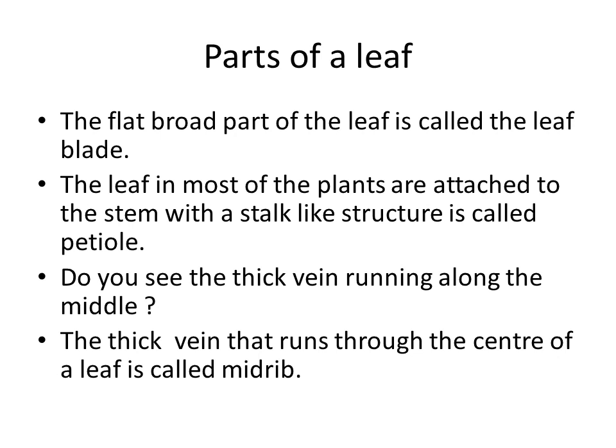So what is the leaf blade? It is the flat, broad part of the leaf. And what is the petiole? The leaf is attached to the stem of the plant by means of a stalk-like structure. It is called a petiole. If you observe the leaf carefully, in the middle you can see a vein running. The thick vein which passes through the center of the leaf is called a midrib.